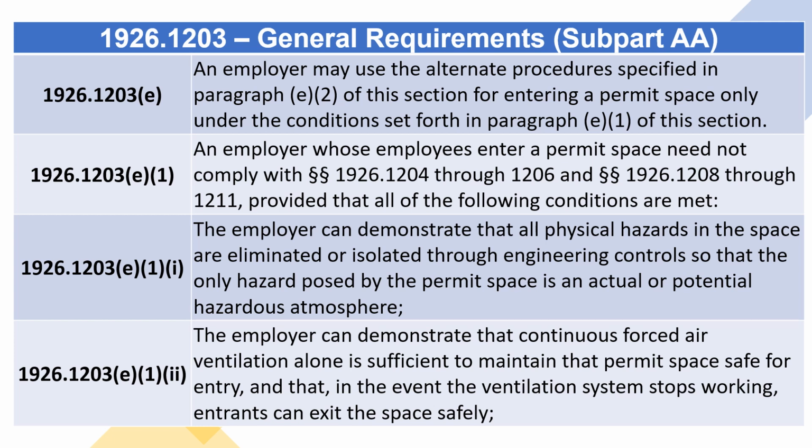1926.1203(e)(1). An employer whose employees enter a permit space need not comply with sections 1926.1204 through 1926.1206 and sections 1926.1208 through 1926.1211, provided that all of the following conditions are met. 1926.1203(e)(1)(i) through (e)(1)(vi). The employer can demonstrate that all physical hazards in the space are eliminated or isolated through engineering controls so that the only hazard posed by the permit space is an actual or potential hazardous atmosphere.